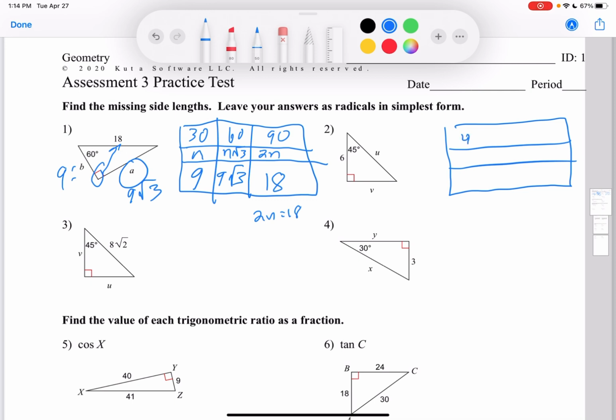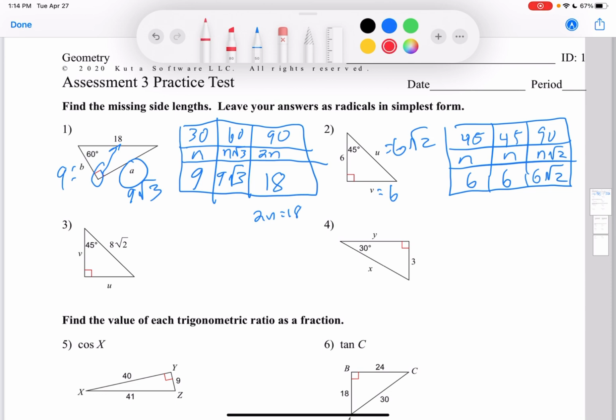Okay, so we've got a 45, 45, 90. So our table is 45, 45, 90. Whatever value you used, n times the square root of 2. They gave us the side opposite the 45, so that's 6. So that makes the other side opposite the 45 6, and then 6 radical 2. So the hypotenuse is 6 radical 2, and the other value is 6. Again, we may have used different things other than n, but it's the same thing.